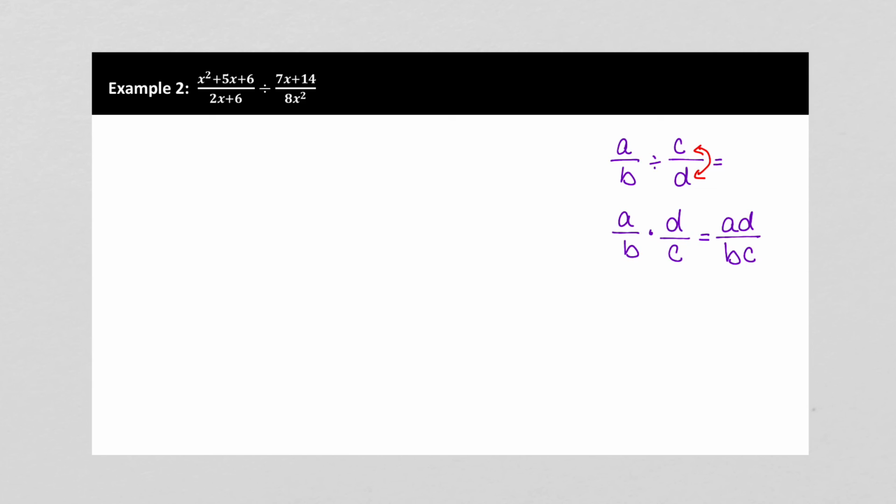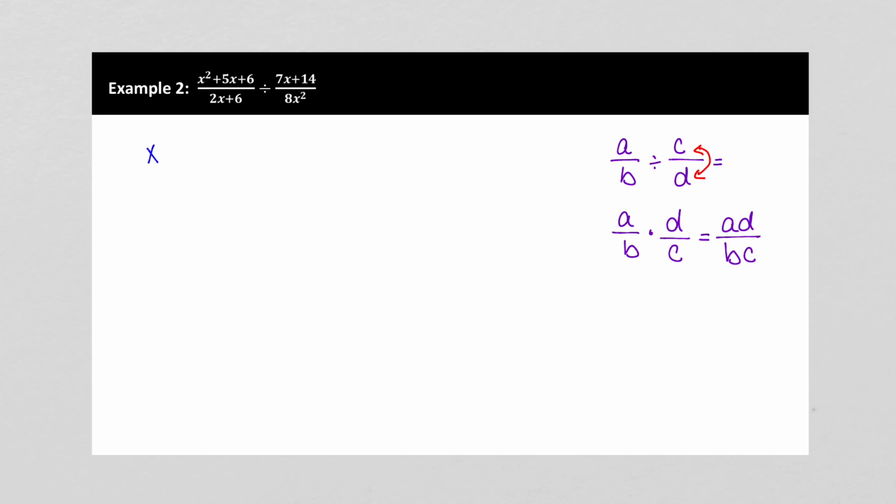Don't try to cross multiply. It doesn't work every time. Okay? That's something you do when you've got a proportion and equals in between. Okay? Flip the second one and multiply. That'll make sure you get it right each time.